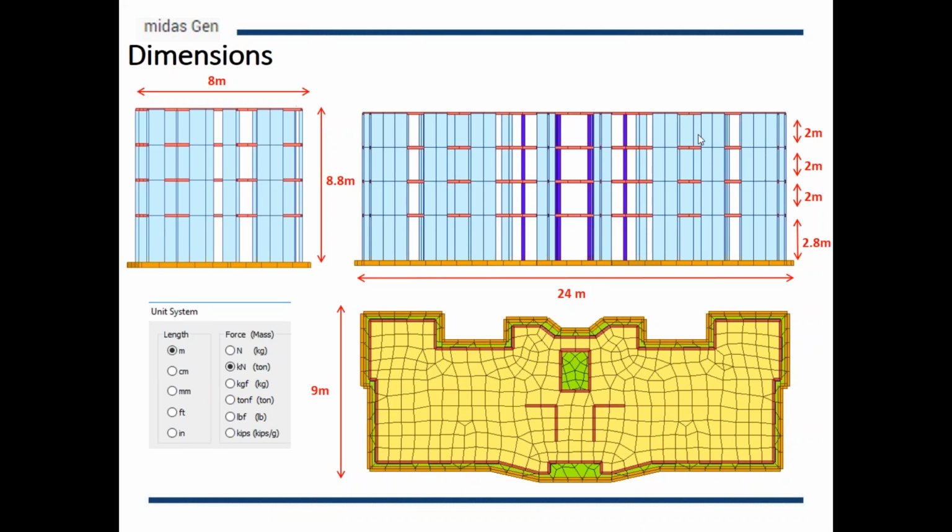Here are the dimensions of our building. We have a 4-story building, almost 9 meters high and about 24 meters wide. You can see that the slab is slightly bigger than the rest of the slabs. So we'll have a raft, where we have the first floor, if you will, and then the rest are just regular slabs.